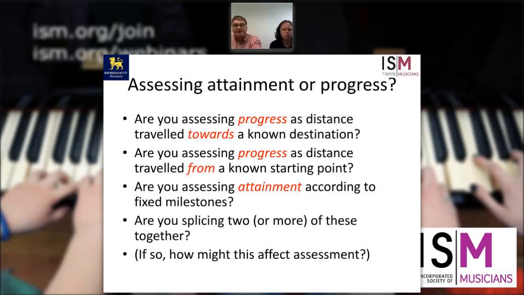Here's some things that are worth thinking about, and these are quite difficult questions. Are you assessing progress as distance travelled towards a known destination? Are you assessing progress as distance travelled from a known starting point? And are you assessing attainment according to fixed milestones? I'll unpick each of these in a minute, but they are very different. Progress and attainment are often used almost synonymously, but there are problems with them. And sometimes what I see are teachers splicing two or more of these together, because that does have an effect on assessment. That's really an important set of questions to be asking.